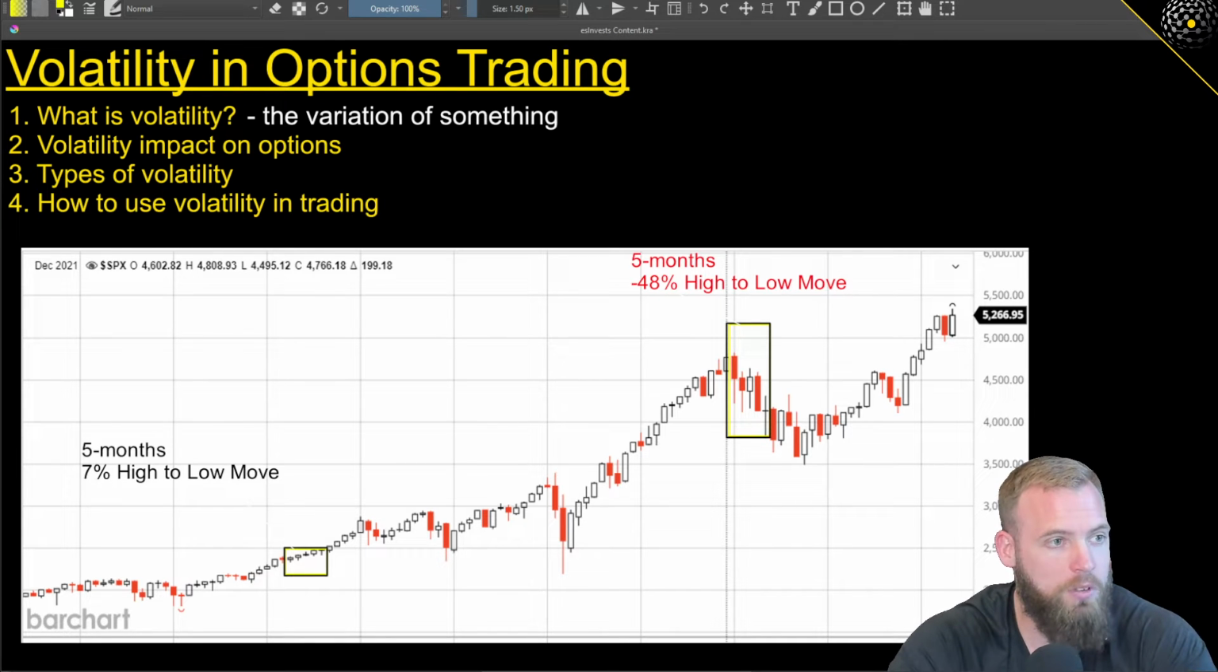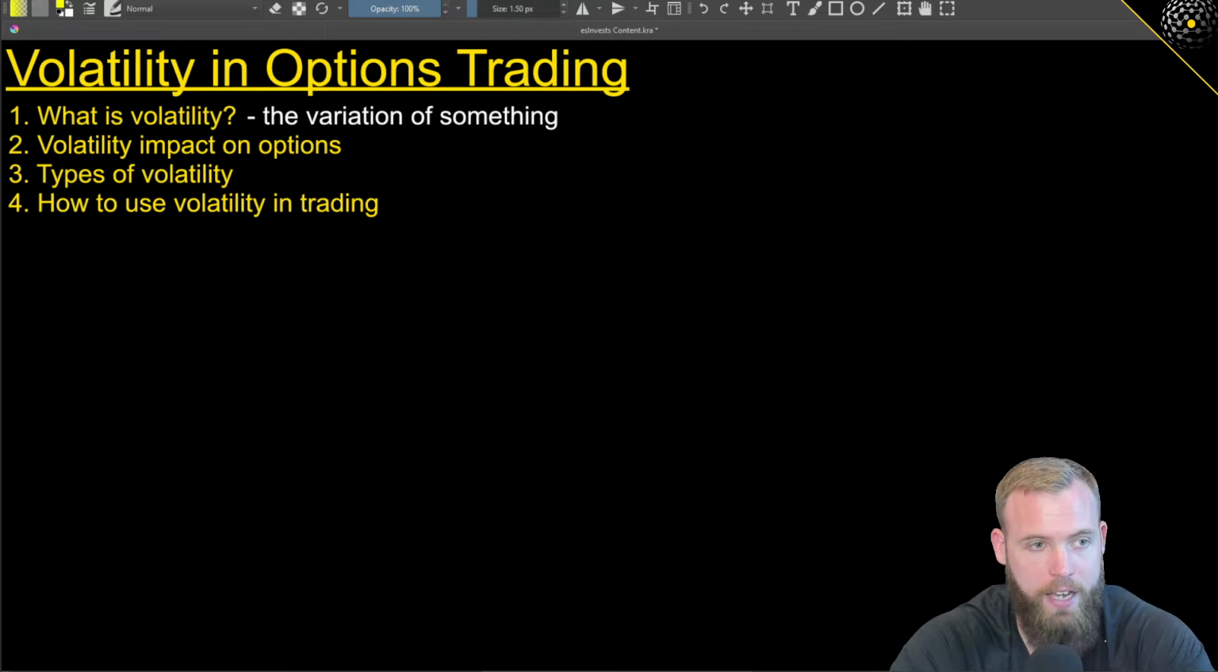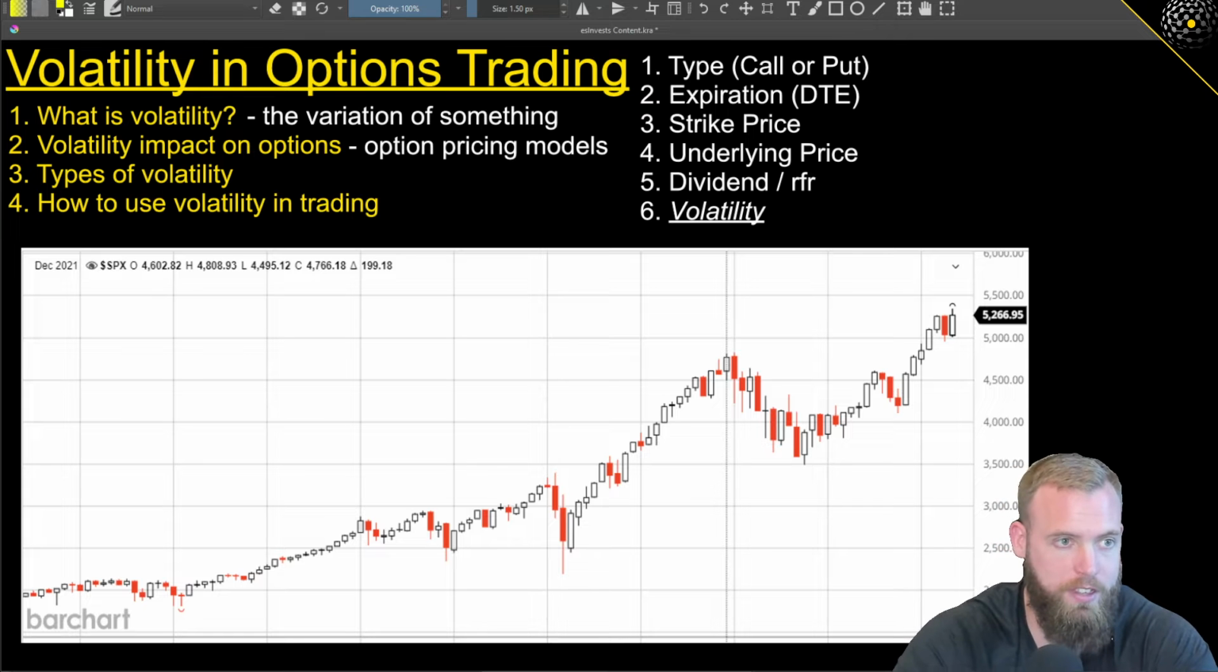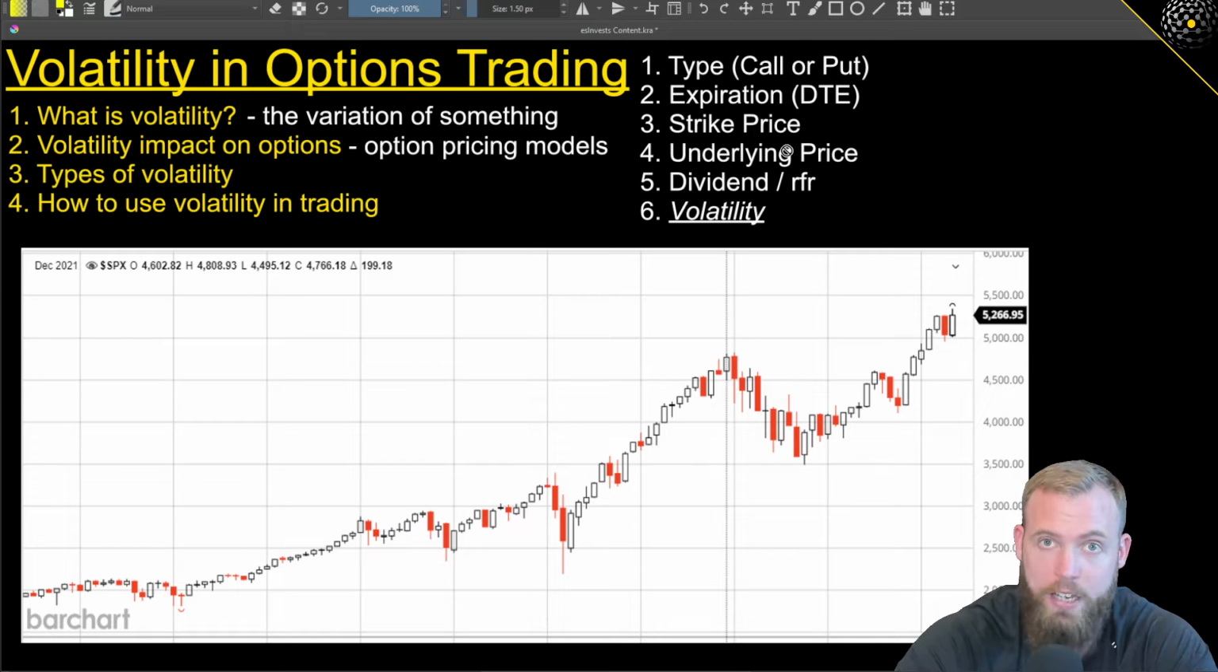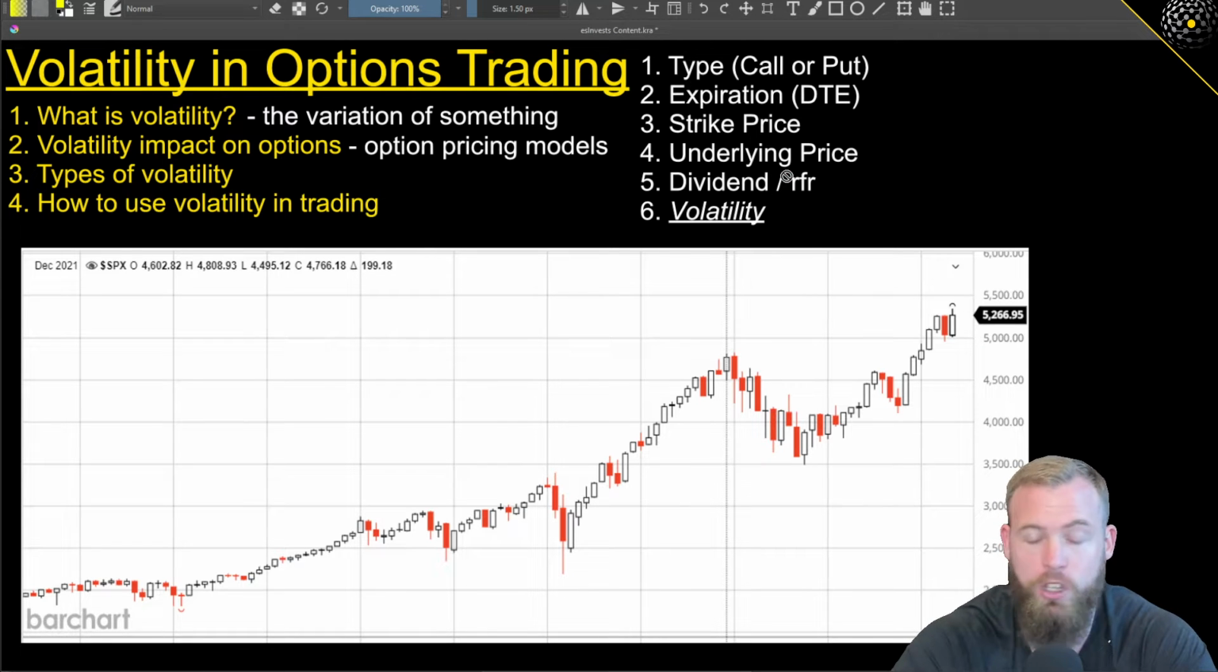So now let's talk about options a little more specifically and how volatility impacts options. Let's start with this. When we think about option pricing models, there are a slew of different inputs we include. Things like whether it's a call or a put, how long we have until expiration, what the strike price is, what the underlying is currently trading at, if there's a dividend, what the current risk-free rate is, and then there's volatility.